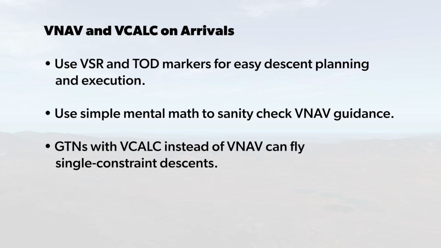Use vertical speed required and top of descent markers for easy descent planning and execution. Use simple mental math to sanity check VNAV guidance. GTNs with VCALC instead of VNAV can fly single constraint descents.